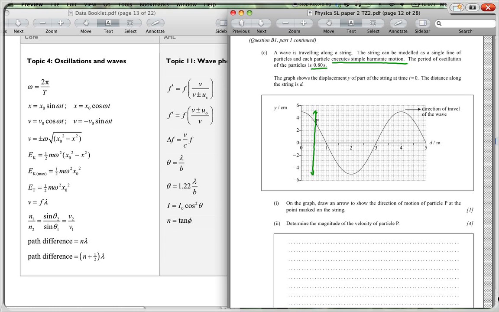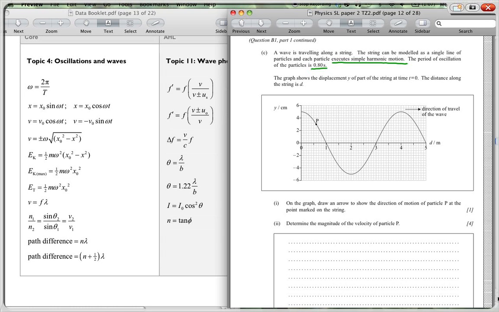The definition of a transverse wave is that the particles themselves in the medium are moving at right angles to the direction of the wave. The wave is moving in that direction. So let's go to the first question there. It says, on the graph, draw an arrow to show the direction of motion of particle P at the point marked on the string. So we're looking at this one.